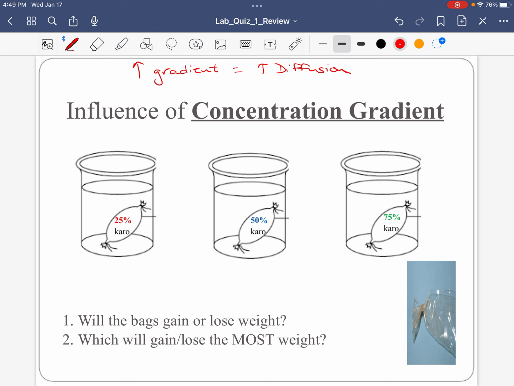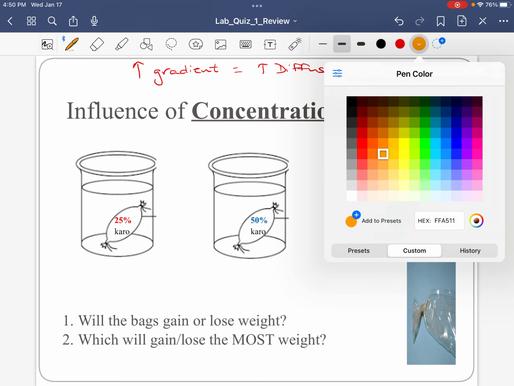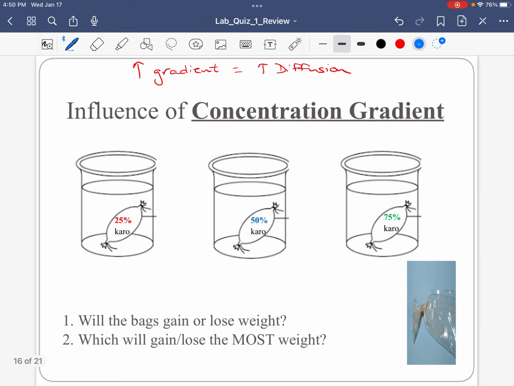This here is outlining what we would have done in the lab, if you're interested. We would have had a beaker of water. Go for blue for water. We would have had a beaker of water, and into each beaker of water, we put a little dialysis tubing bag of Karo. Karo is another word for sugar. So we had this little dialysis tubing bag. That's what this is. Here's a picture of dialysis tubing.